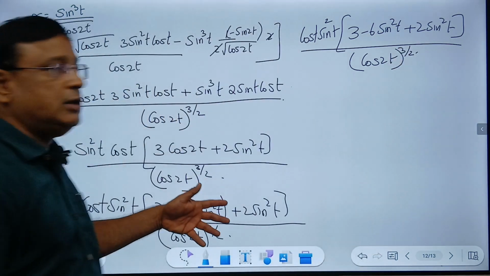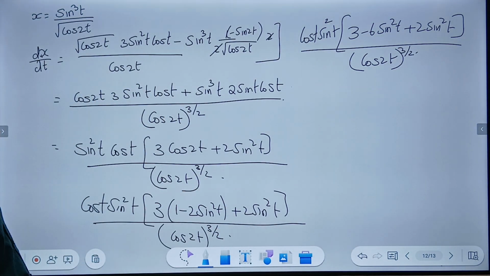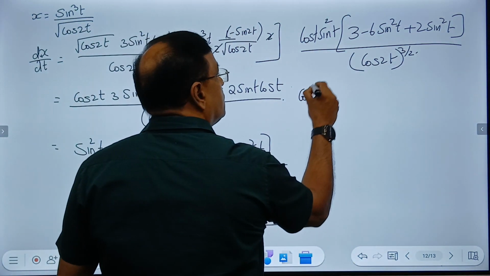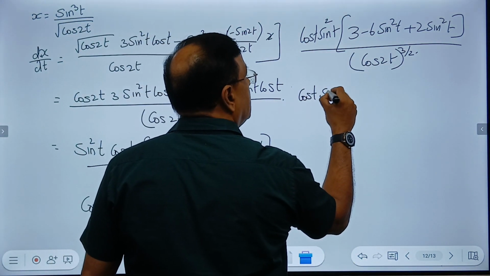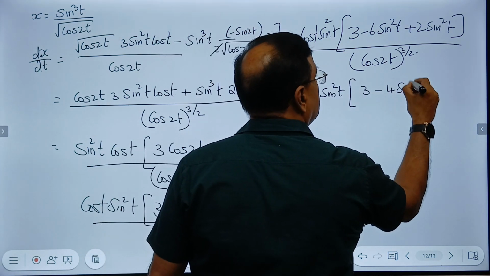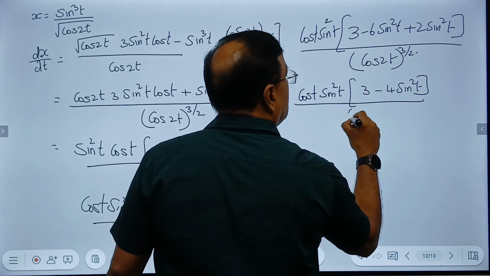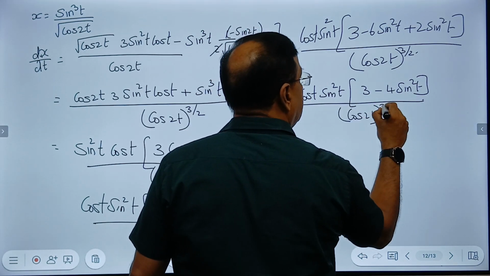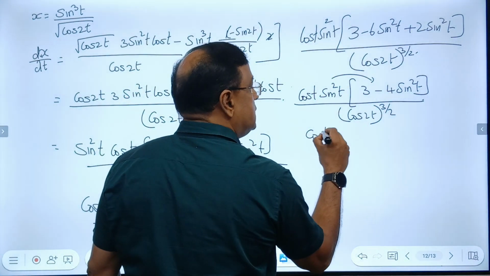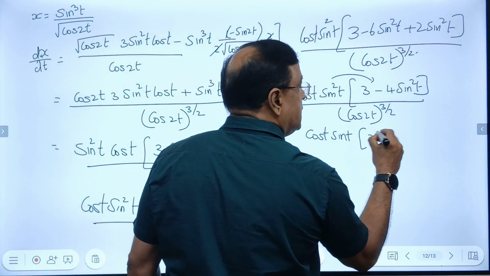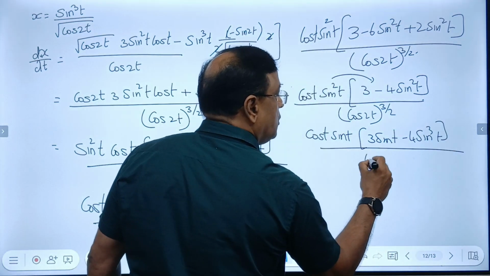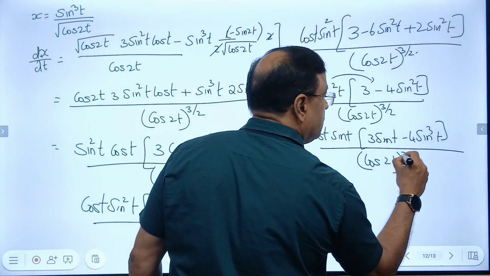I am doing it fast because I assume that you know already. I have explained dy by dt. dx by dt is not so difficult. It's exactly like dy by dt. So this is cos t into sin square t. This is actually 3 minus 4 sin square t divided by cos 2t the whole power 3 by 2. So I will send one sin inside. What do you get? Cos t sin t into 3 sin t minus 4 sin cube t divided by cos 2t the whole power 3 by 2.